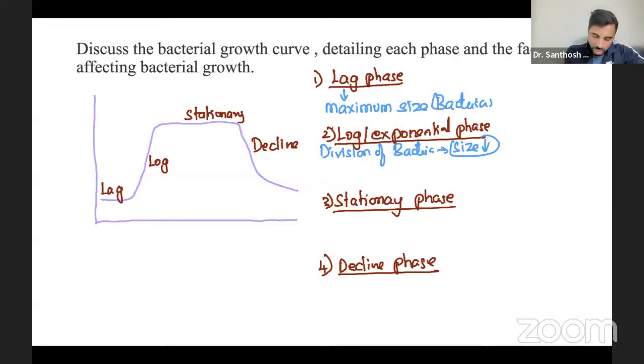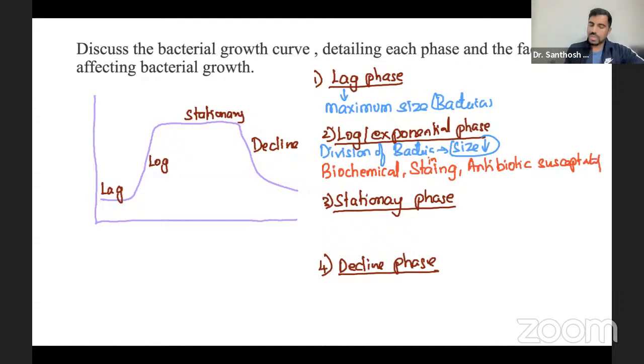So you can do all the important things here. What can you do? Your biochemical tests are done here, the staining methods, all the staining, even your antibiotic susceptibility testing you can do here. Everything can be done in the log exponential phase. This is also a 1 mark question they can ask.